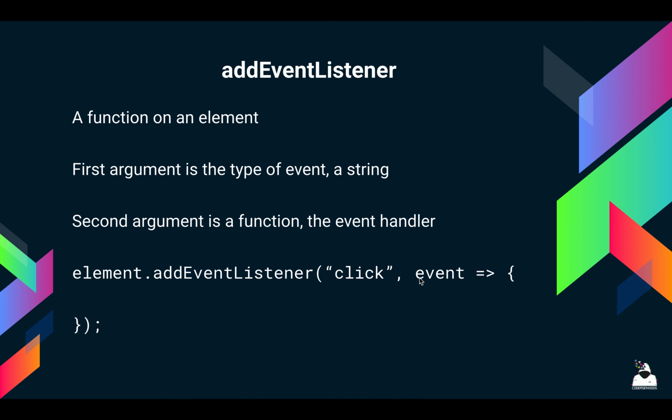Of course, we're using an arrow function here. If it's just a one-liner, we don't need these curly brackets, but in this case it's a sort of zero-liner, so in fact we do need curly brackets. So type of event, and then what you want to happen.